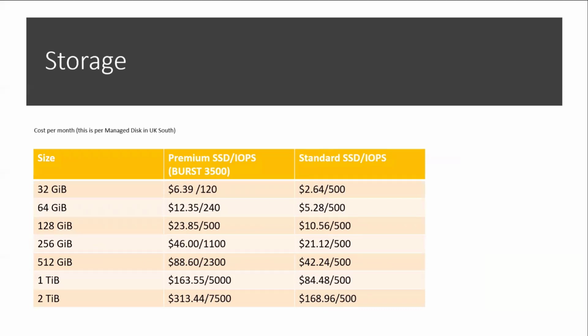These are the costings. So premium SSD is going to cost you pretty much double. But as I said, you get that burst capability, and the bigger your disk is, the more IOPS you'll get. But if your workload would run happily with 500 IOPS, go with a standard SSD.